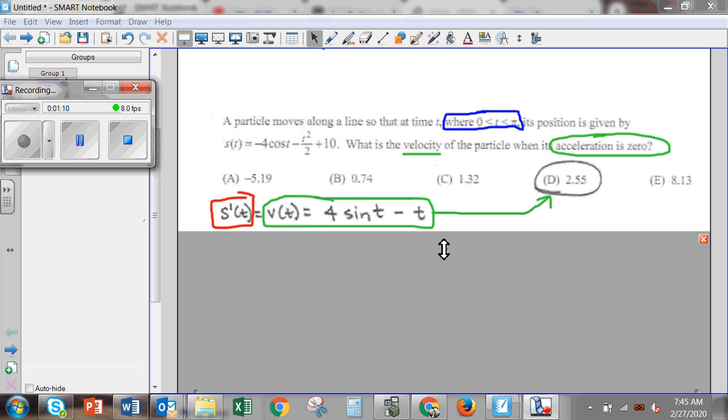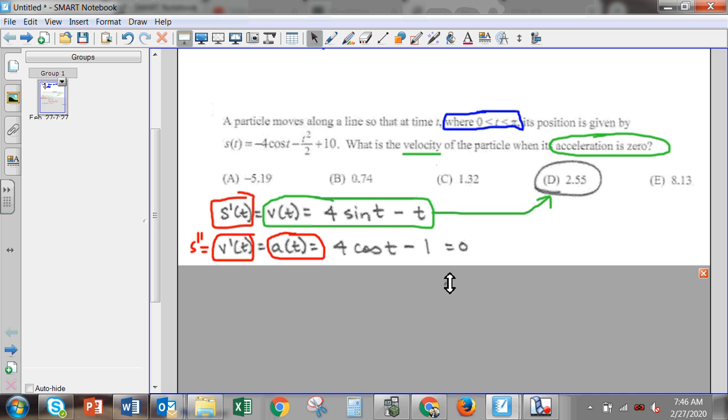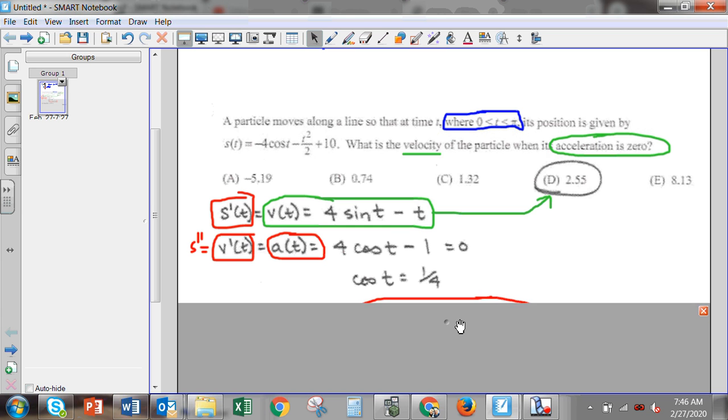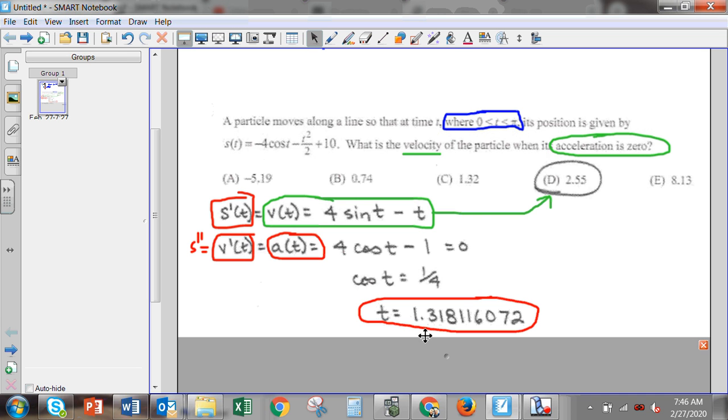I want to find acceleration, because eventually we want to set that equal to 0. So the derivative of sine is cosine, so it's 4 cosine t. The derivative of t is 1, so 4 cosine t minus 1. Now, let's find out what time is when acceleration equals 0. So add 1 to both sides, divide by 4, use my calculator, and I get time equals 1.318. And I'm going to show you how to do this on the calculator. Okay, so that's the time when acceleration is 0.